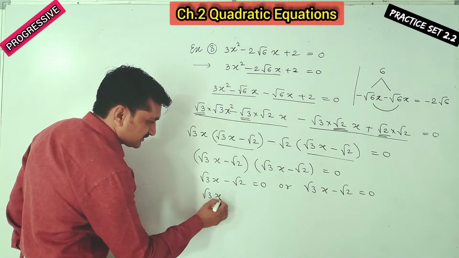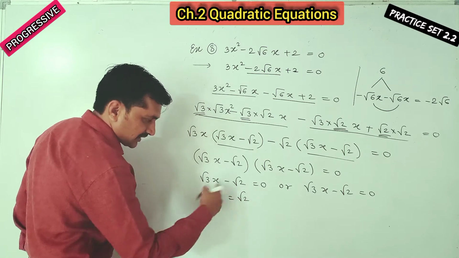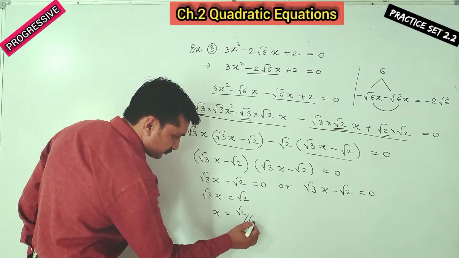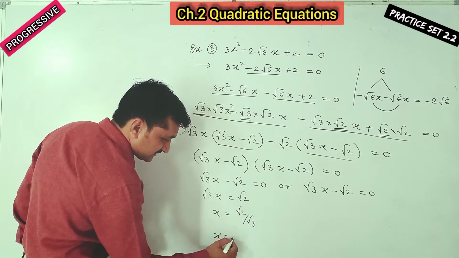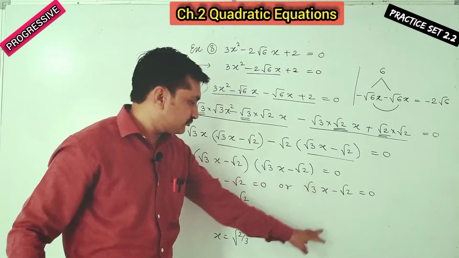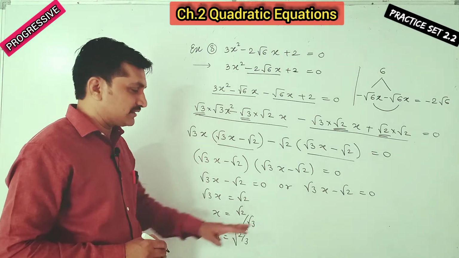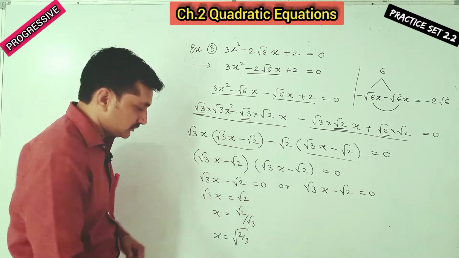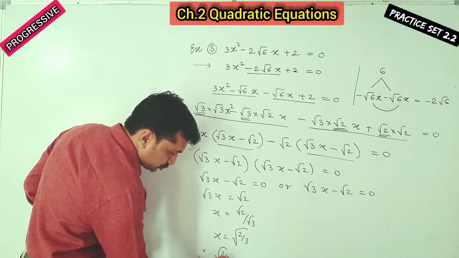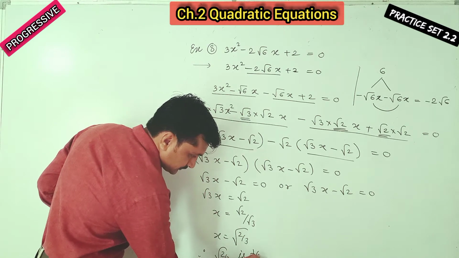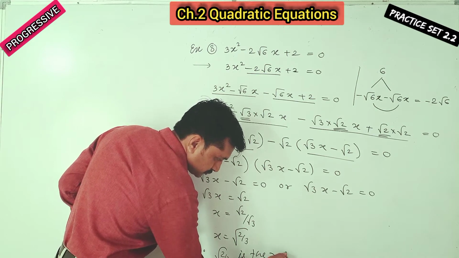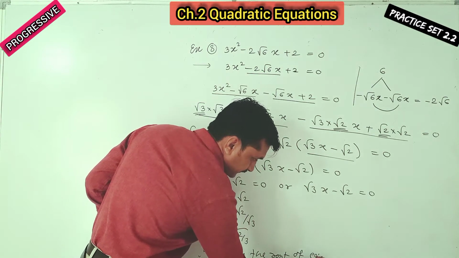Square root of 3x is equal to square root of 2. Transfer order. Therefore, x is equal to square root of 2 upon square root of 3. Then you can write this in the same sign, square root of 2 upon 3. If we solve this, we get the same. That's why no need to write 2 times, same value 2 times. Therefore, here we can write now, square root of 2 upon 3 is the root, is the solution, or is the root of equation.